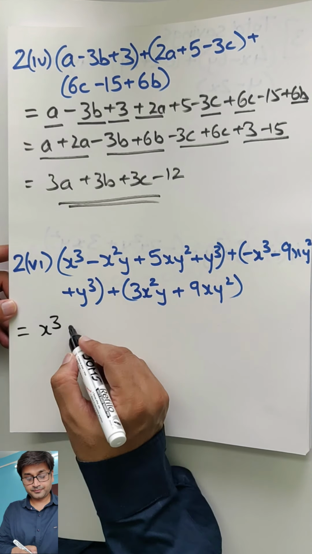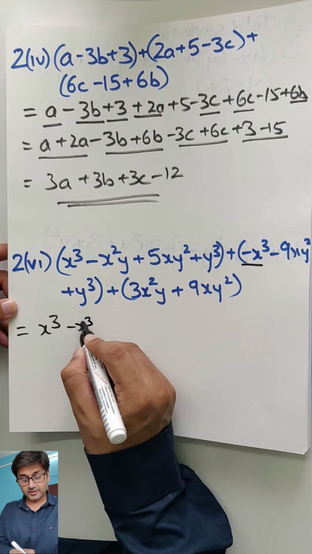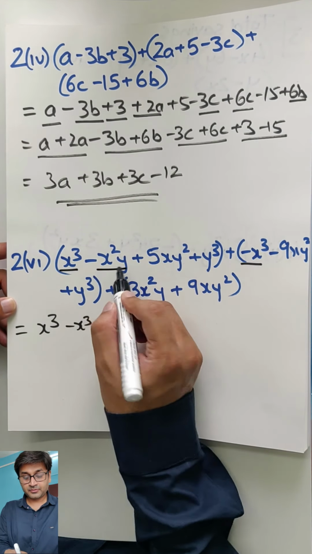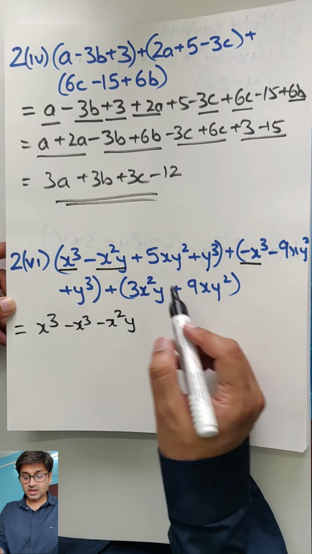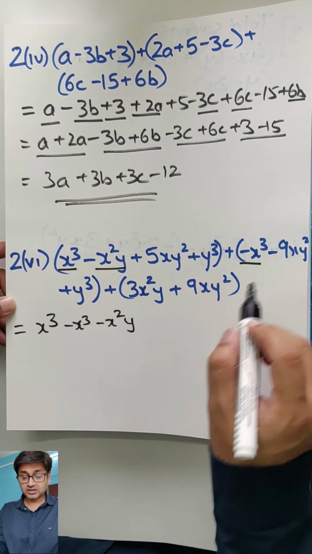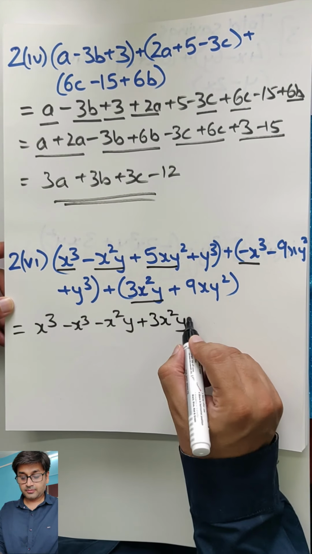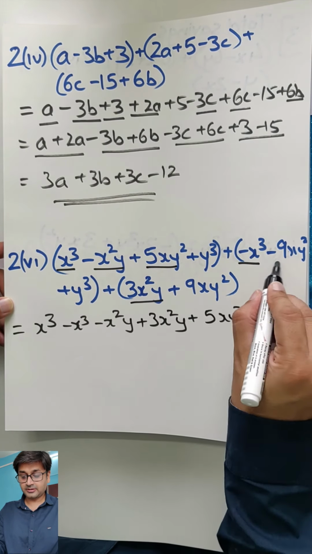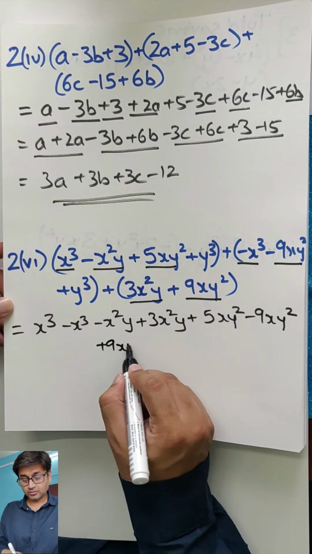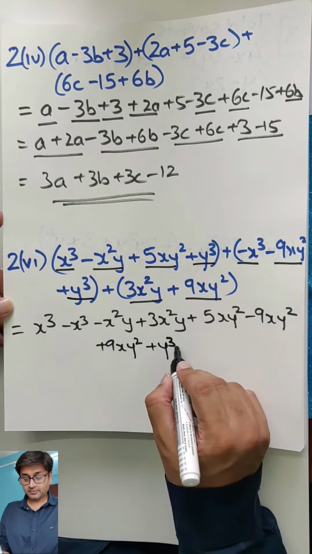So I'm taking x cube and I'm taking the common like terms together. So minus x cube. I'm just skipping one step because I don't have place, but you better do it. Okay? So I picked this, I picked this. Then minus x square y. X square y and this is xy square. Both are different. Don't get confused. X square y is here. So plus 3x square y. Plus 5xy square. Minus 9xy square plus 9xy square. All three like terms. Finally y cube plus y cube.